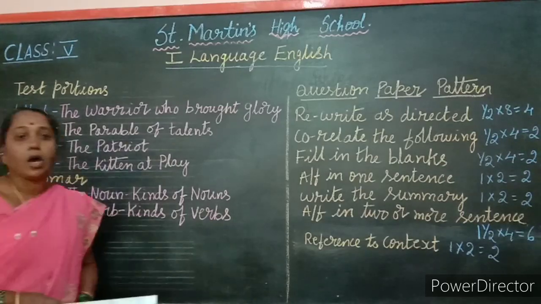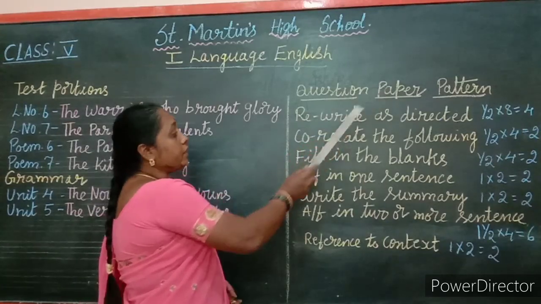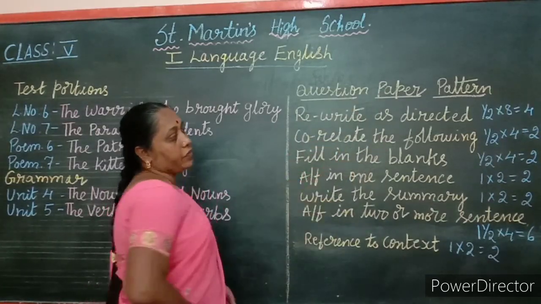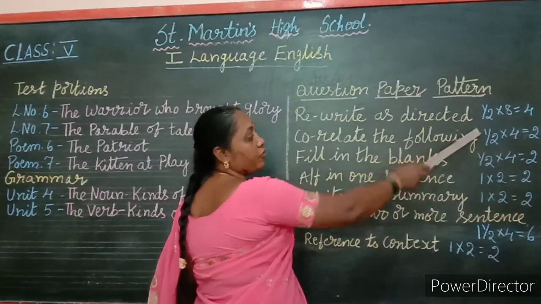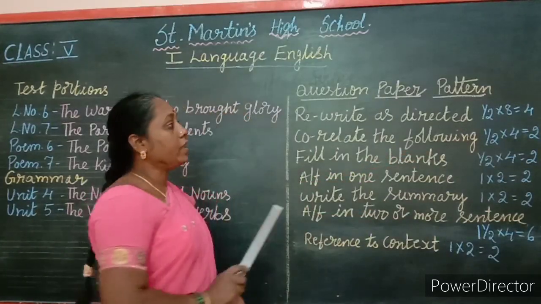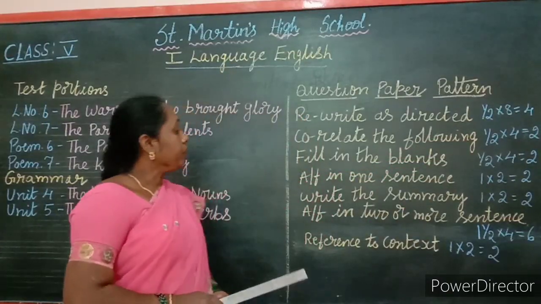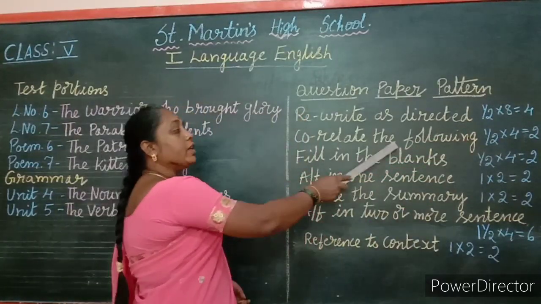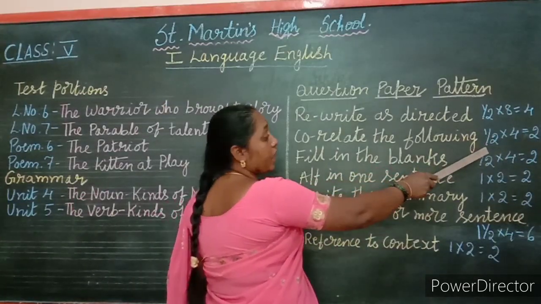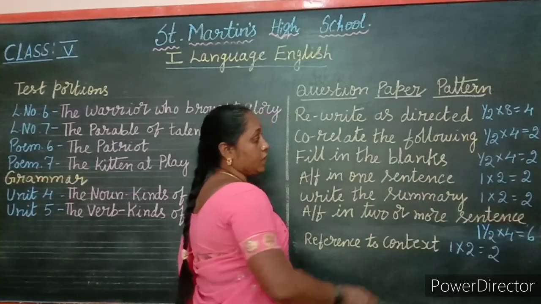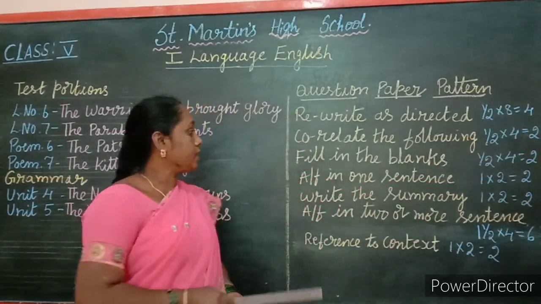Now let us know how is your test question paper pattern. Question paper pattern, rewrite as directed. First main, you will be having rewrite as directed. Each question carries a half mark. Number of questions are 8. So you get totally 4 marks for the main. Second main, correlate the following. Each question carries half mark and you have 4 questions. So altogether second main carries 2 marks.